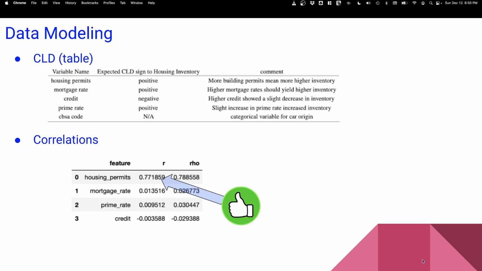Looking at the actual mathematical correlations, we see that there is a strong indication on the housing permit side. Just looking at the R correlation there, it's 0.77, so that runs 0 to 1, so pretty strong evidence of the correlation there. And looking at Spearman's rho, that's monotonically increasing. So that is well aligned to that CLD table above.